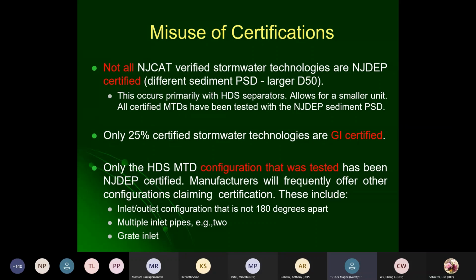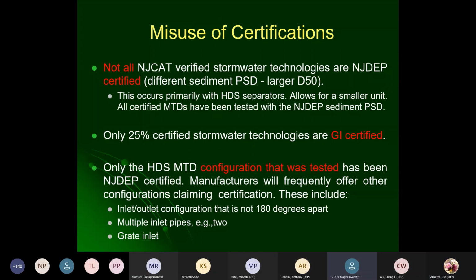They want to see what these units can do with a different sediment PSD, in other words, different than the NJDEP sediment. And what that means is a larger D50. D50 is the particle size diameter at which 50% of the mass is below and 50% of the mass is above. In the New Jersey DEP protocol, the D50 must be less than 75 microns.